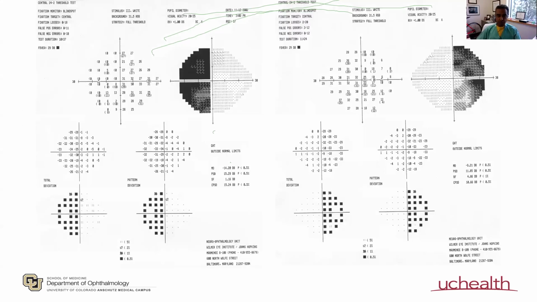Prompt recognition of the pituitary apoplexy, though, can result in significant improvement. This is a patient who came to see me who had sudden onset of a bitemporal hemianopia, left eye worse than right. She had no relative afferent pupillary defect. Her MRI showed a very large lesion in the suprasellar space.